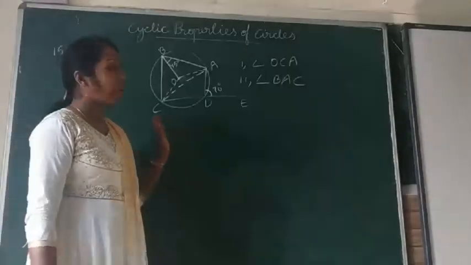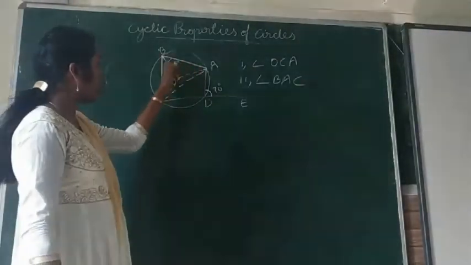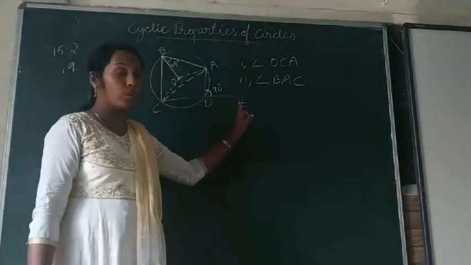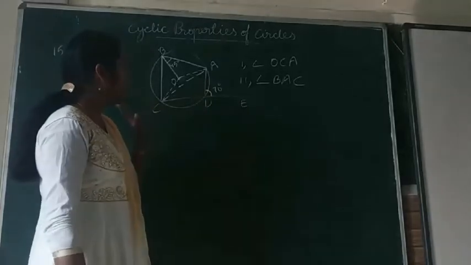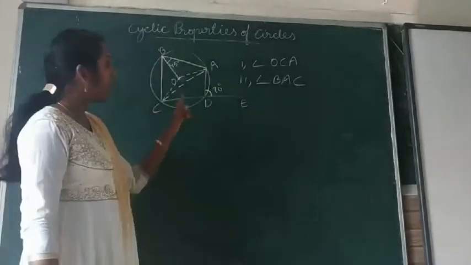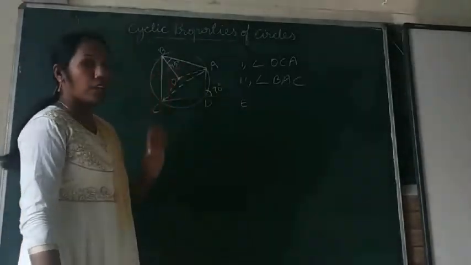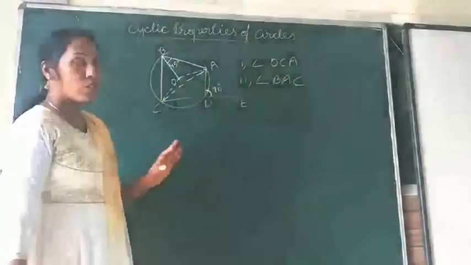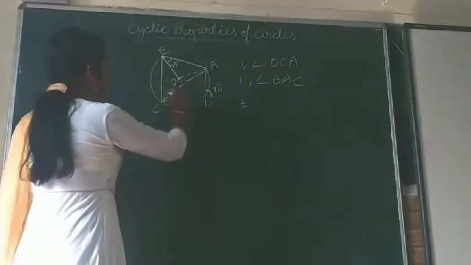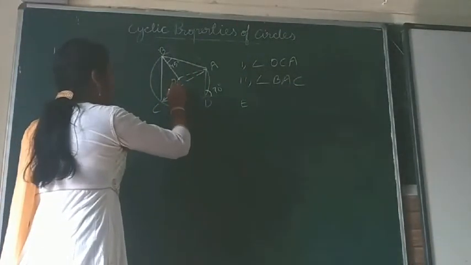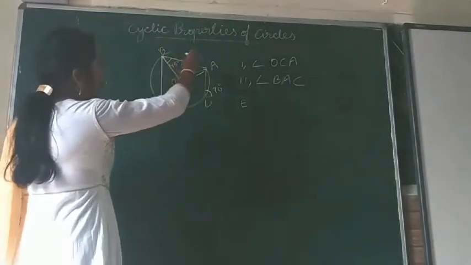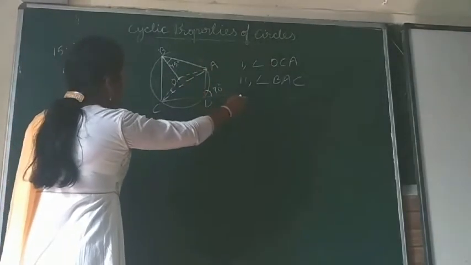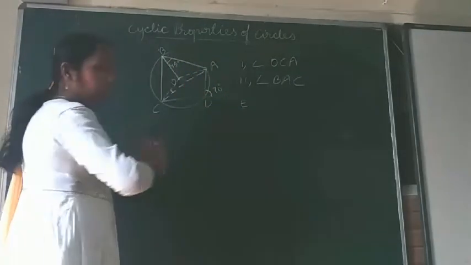Now see question number 9. A cyclic quadrilateral ABCD. CD is produced to E and angle ADE is 75 degree. It is also given that angle OBA is 45 degree. We have to find out angle OCA and angle BAC. First of all, angle OCA. This angle we have to find out. Now, we know that angle ADE and angle CBA are equal.